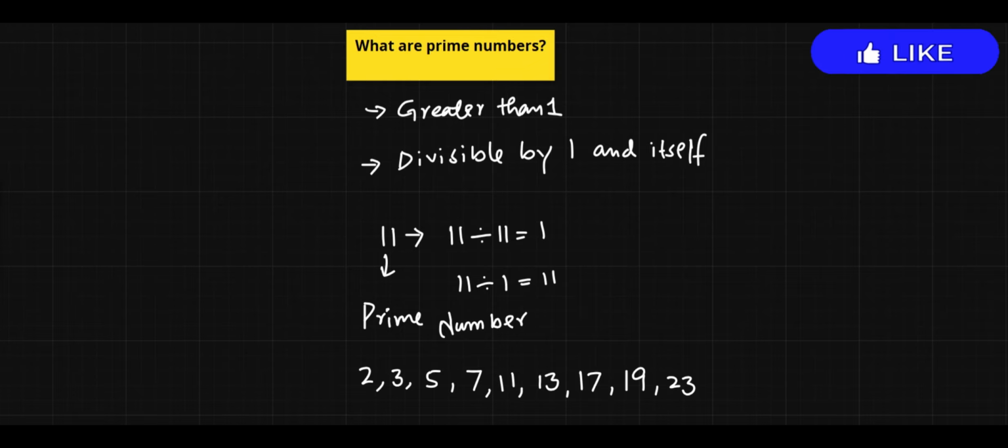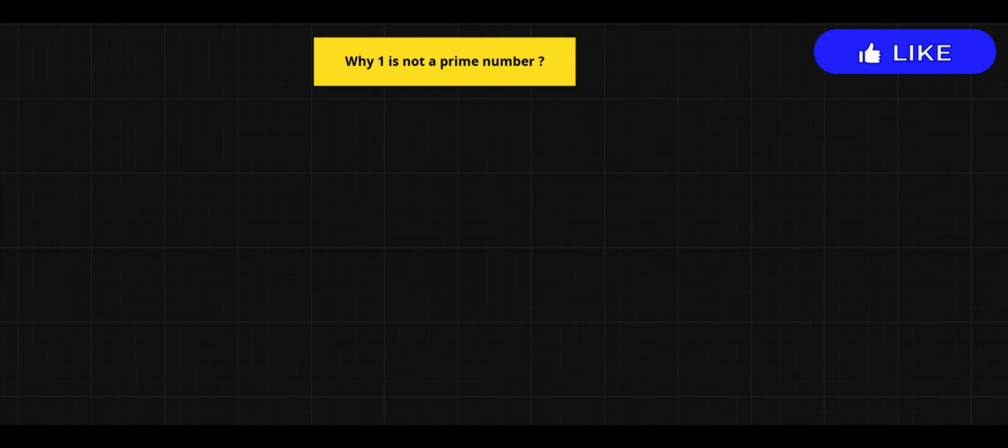So prime numbers are those numbers which are greater than 1 and which can be divided only by 1 and itself. No other number can divide it. Why is 1 not a prime number? The reason is that in the definition of prime numbers, we said that a prime number should be greater than 1. That is the first condition.